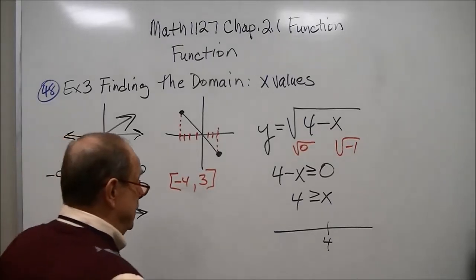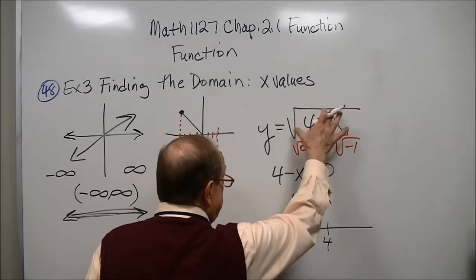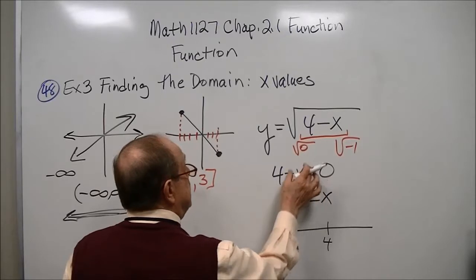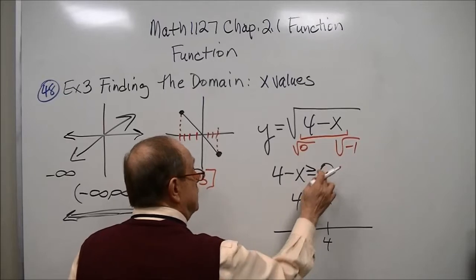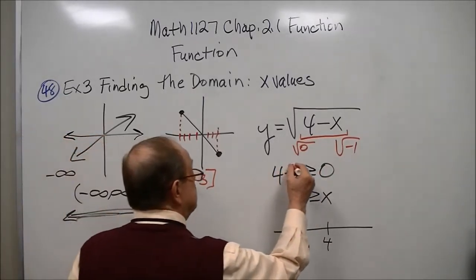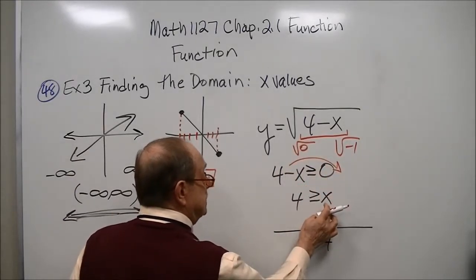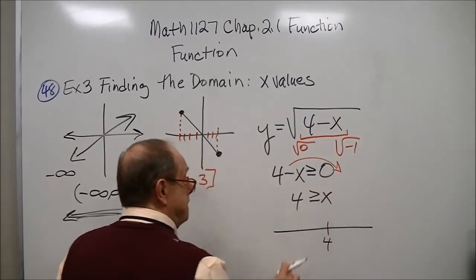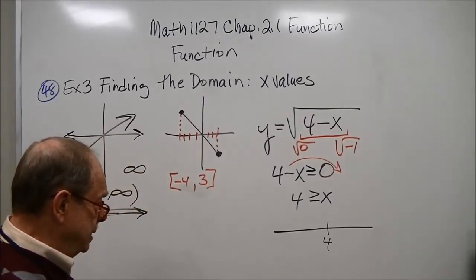So, how do you solve that? Well, you take the radicand, which is the part under the radical sign, and equate it to 0. You're saying that this radicand has to be greater or equal to 0. Now I'm going to just transpose my x to the other side. It now says x is less than or equal to 4.